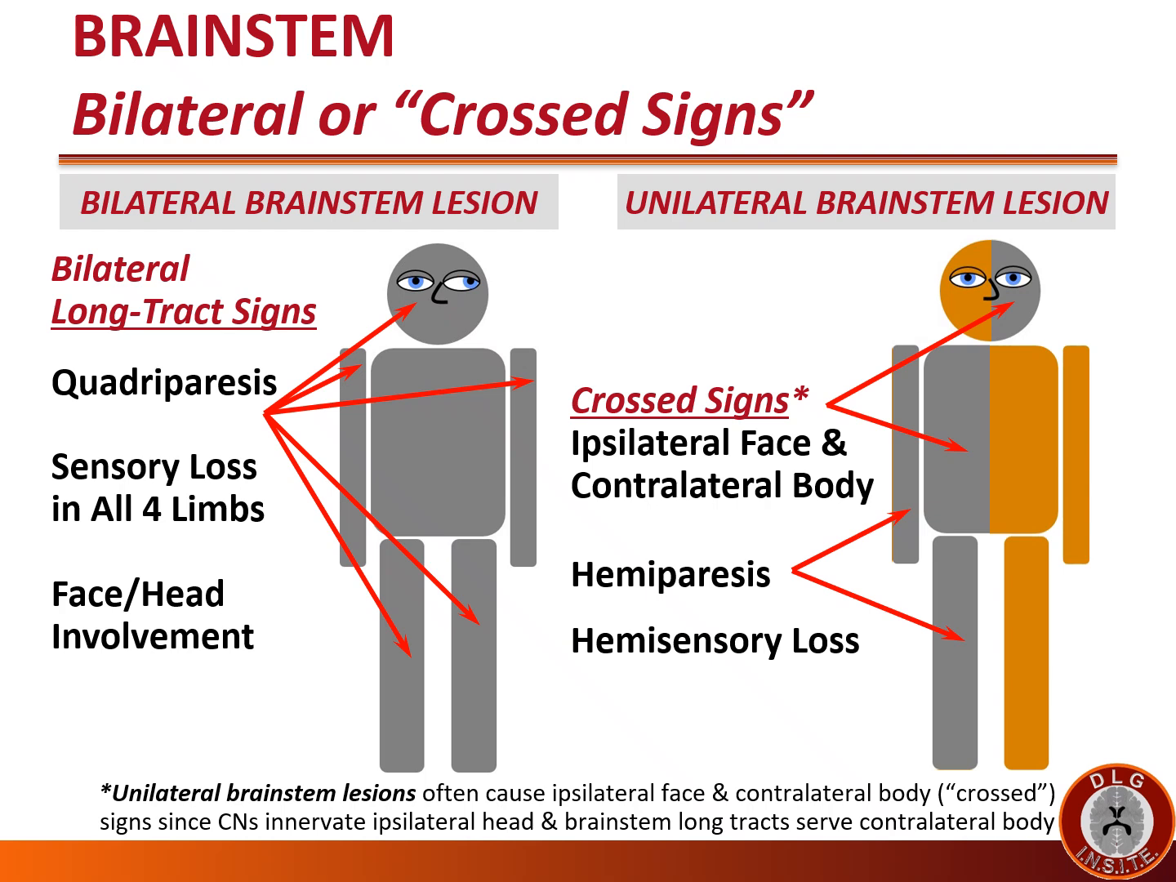What is a crossed sign? This refers to situations in which one side of the face is abnormal and the other side of the body is abnormal. In general, cranial nerve lesions are ipsilateral. Cranial nerves, rather, stay ipsilateral in the brainstem. They come from the brainstem and serve the ipsilateral face, etc. Whereas the long tracts in the brainstem tend to be contralateral to the body that they serve. So a lesion on one side of the brainstem would give you ipsilateral face findings and contralateral body findings. That's called a crossed sign.